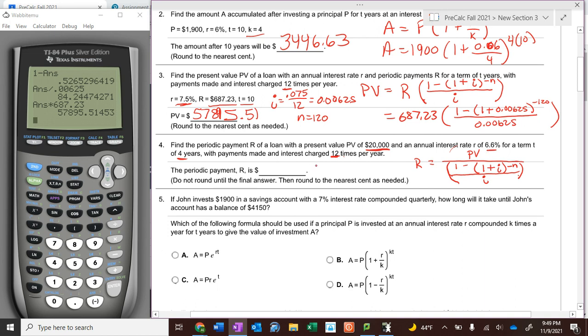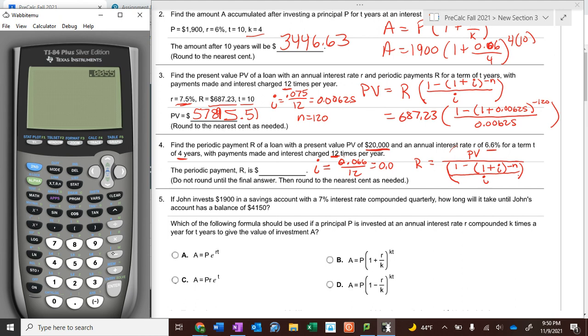Again, we have to figure out i. i is 6.6%, which is 0.066 divided by 12, which equals 0.0055. That's i. And 4 years, 12 times per year, n would be 48.